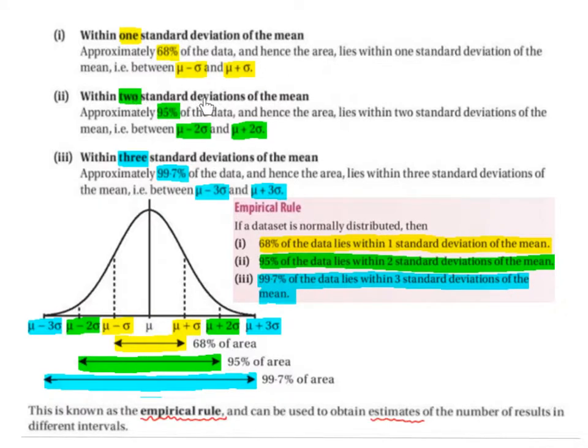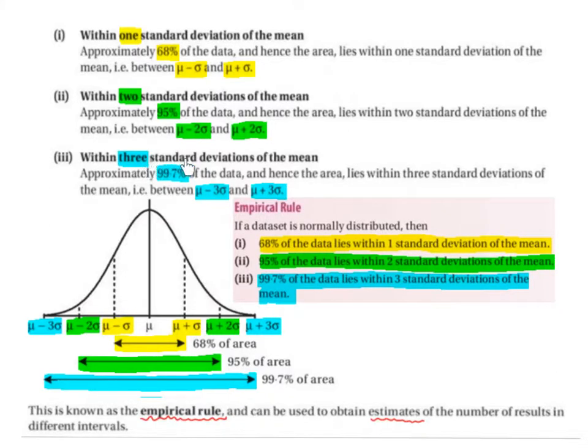Within 2 standard deviations of the mean, approximately 95% of the data, and hence the area, lies within 2 standard deviations of the mean, i.e. between the mean minus 2 standard deviations and the mean plus 2 standard deviations. So this dotted line here is the mean plus 2 standard deviations, and this dotted line here is the mean minus 2 standard deviations. So from here to here represents 95% of the area. So again, according to the empirical rule, 95% of the data lies within 2 standard deviations of the mean.